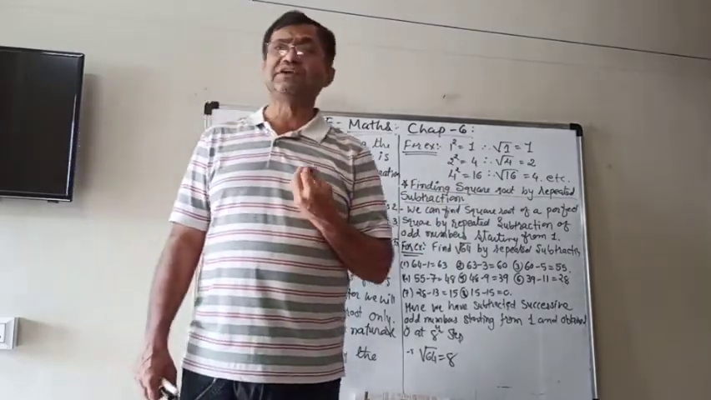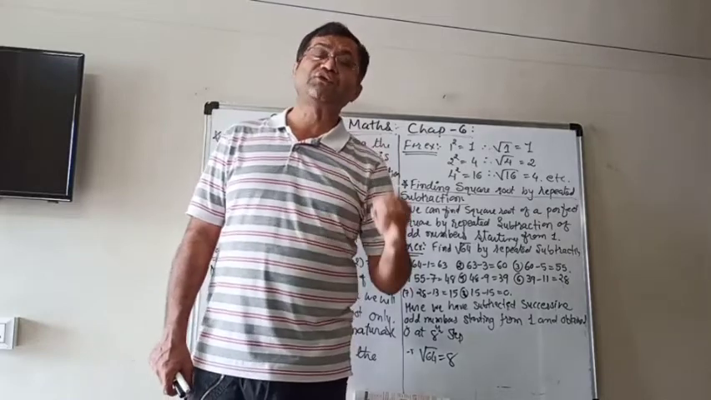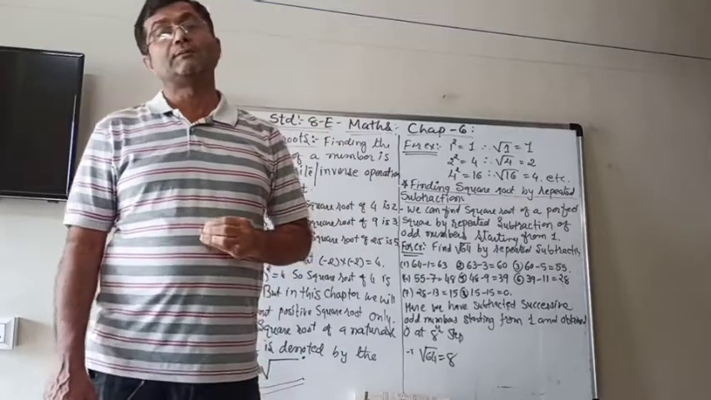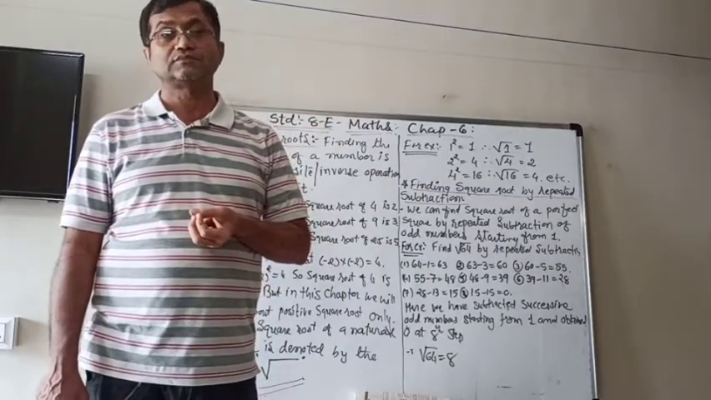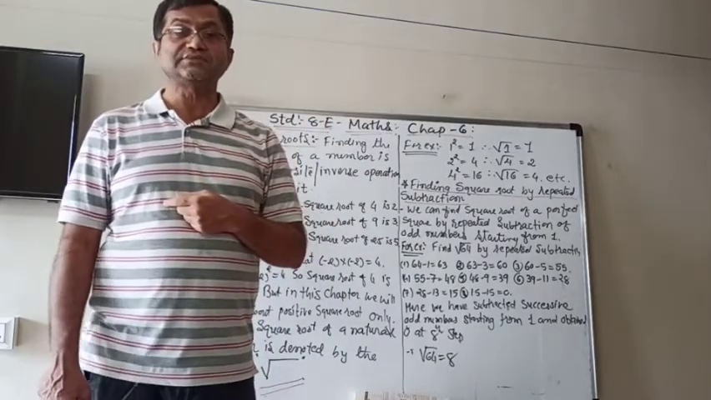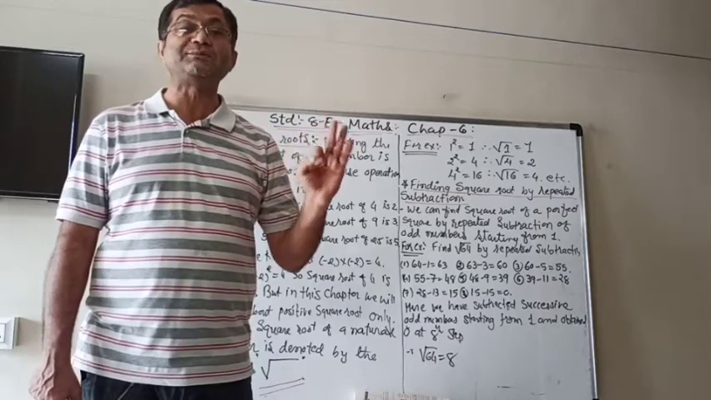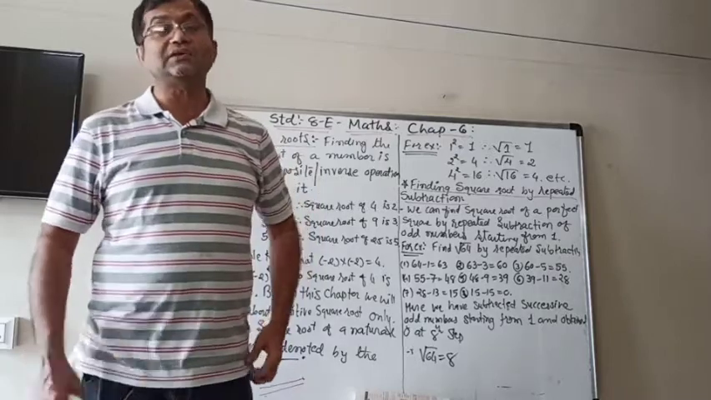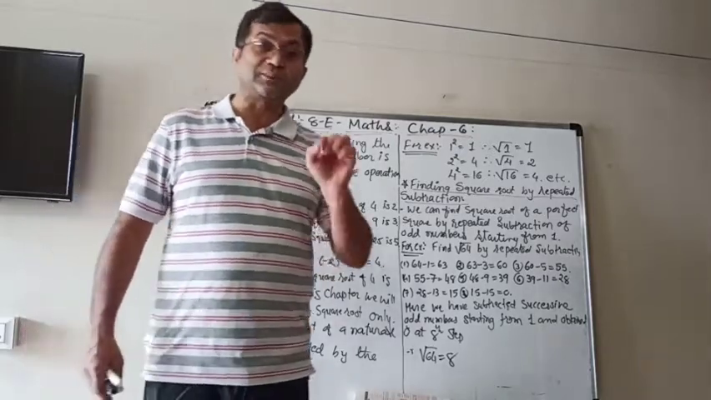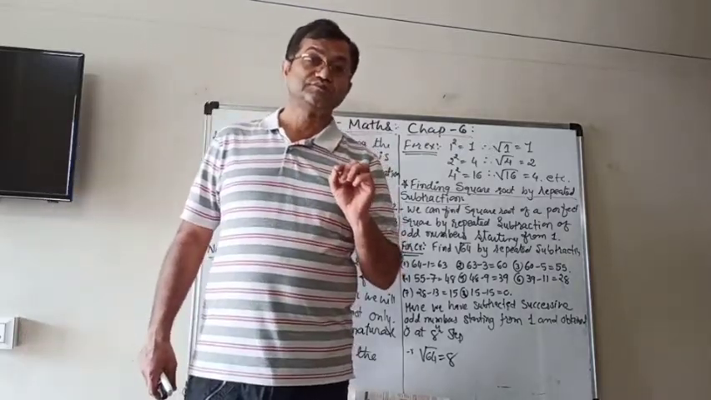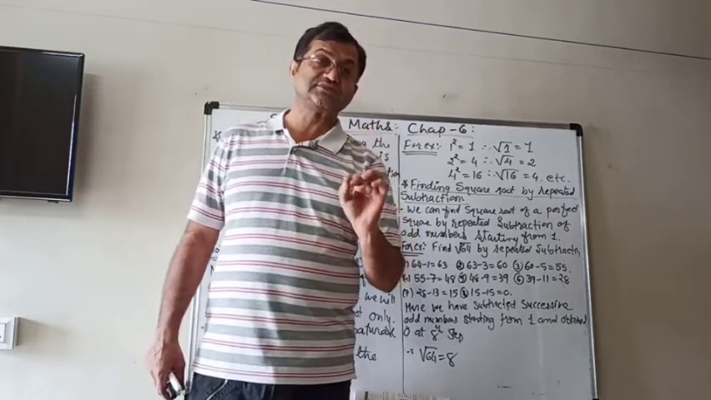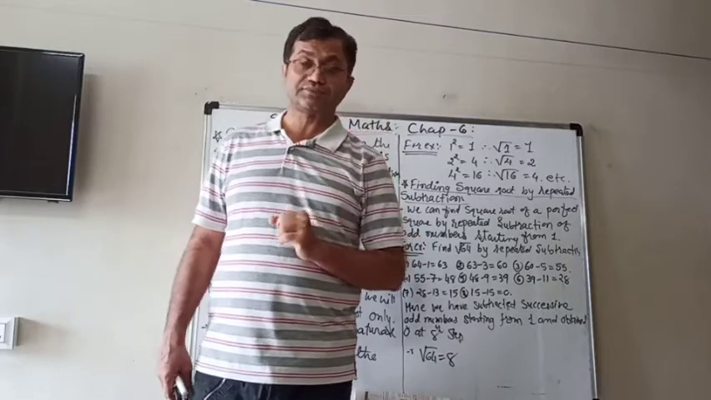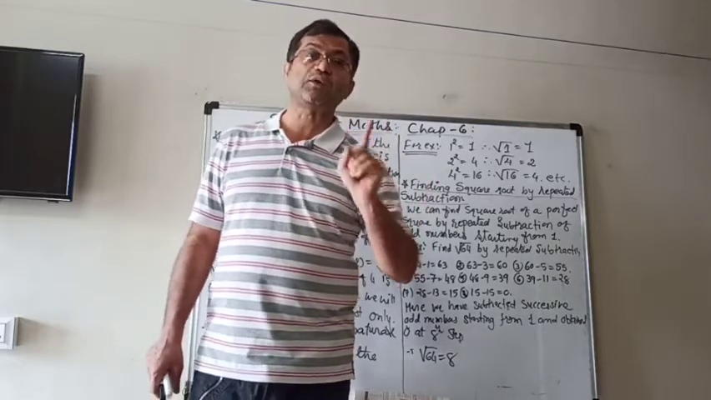There are different methods to find the square root of a given perfect square number. The first method is the method of repeated subtraction. In the beginning we learned that if a number is a perfect square, it can be expressed as the sum of odd numbers starting from 1.